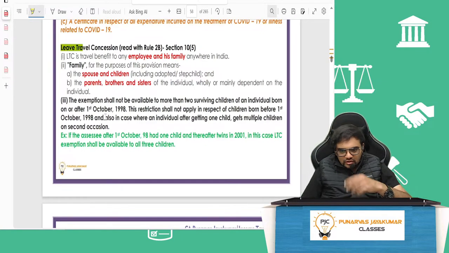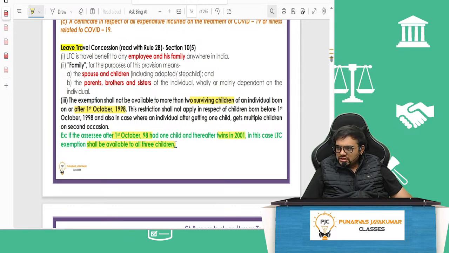The exemption shall not be available to more than 2 surviving children of an individual born on or after 1st October 1998. If the employee after 1st October 1998 had one child and thereafter twins in 2001, exemption shall be available to all 3 children. It will be considered as 3, but it will be available to all 3. Because you had one child and then twins came. So those twins, though it is considered 2, it will be deemed to be 1 for tax purposes. So though it's considered as 3 only, for all 3 it is allowed.